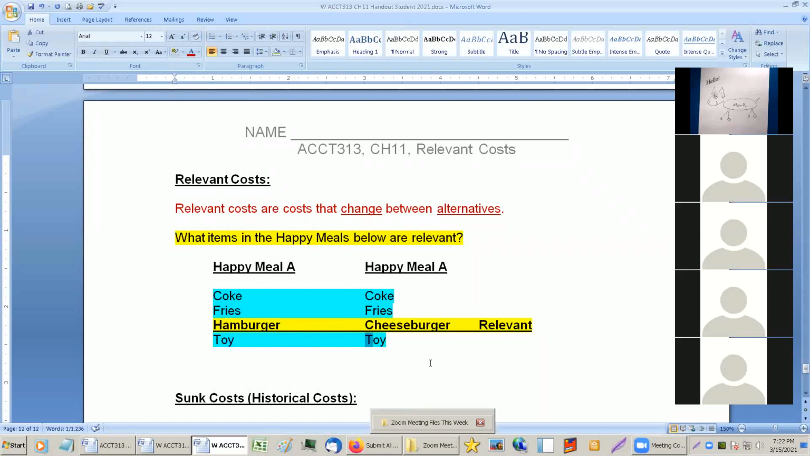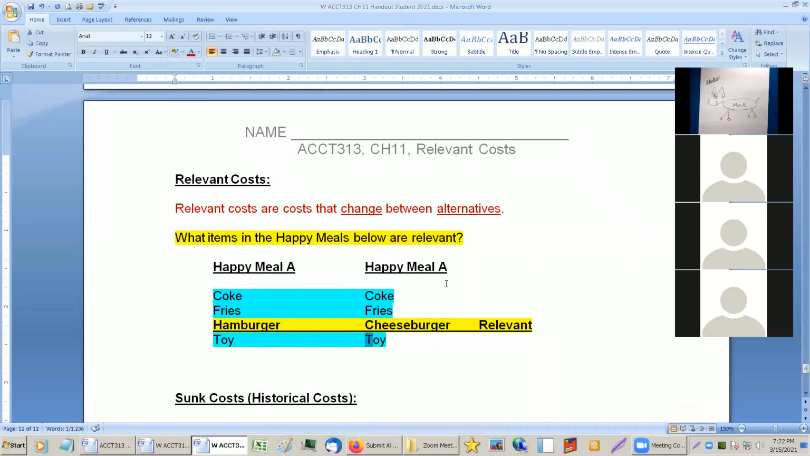Now, notice, we're not saying that we don't want them. We're not saying that we don't want to pay for them. All we're saying is that to the decision, they're not relevant because they're exactly the same between alternatives. So the only thing that's different is the cheese, I guess. It has to be different or else it's not relevant to the decision.